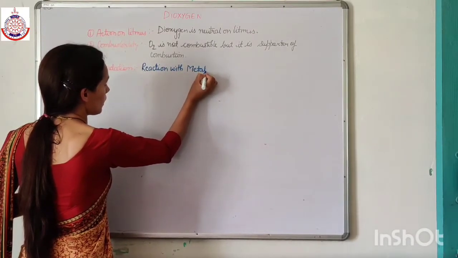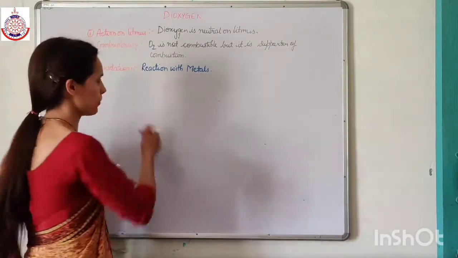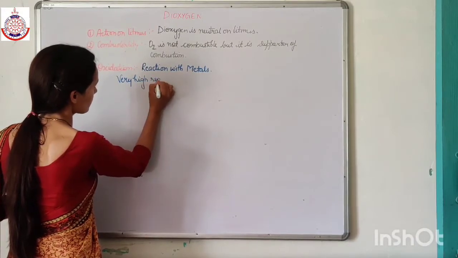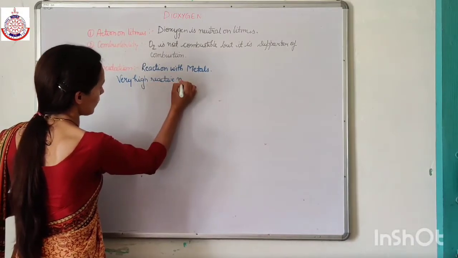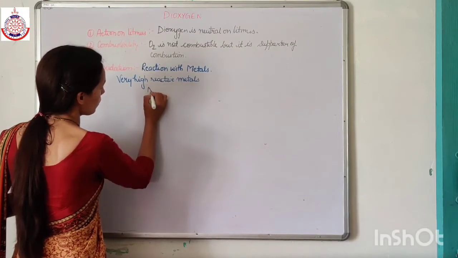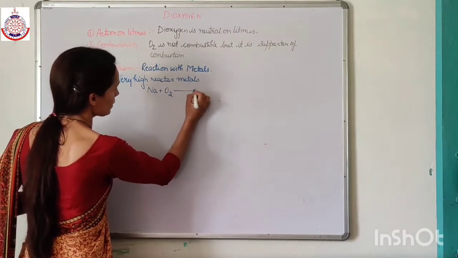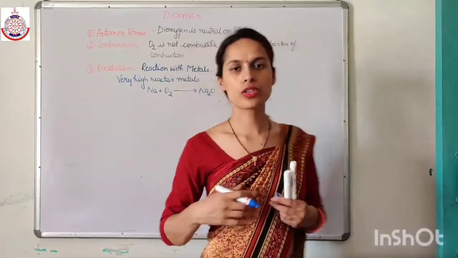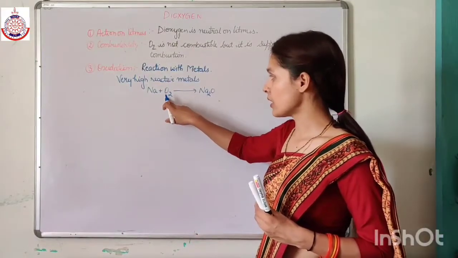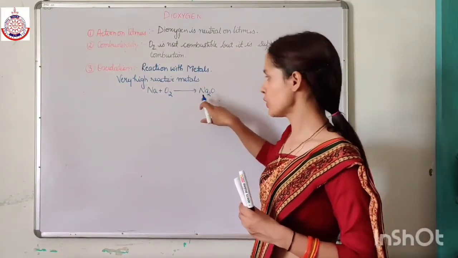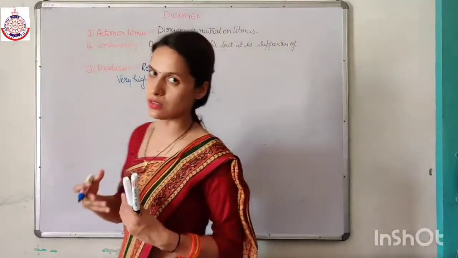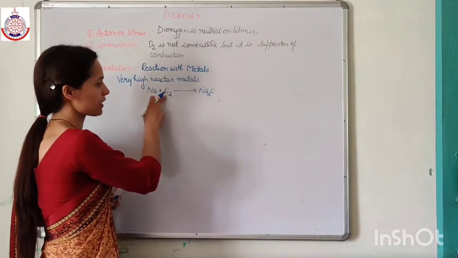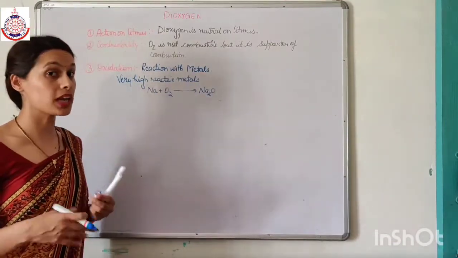Now, if we talk about very highly reactive metals like sodium, dioxygen reacts with sodium at room temperature to form sodium oxide. With very reactive metals, the reaction is too fast. Na reacts with oxygen at room temperature to form Na2O.